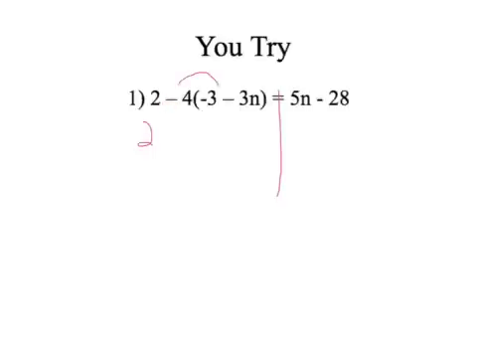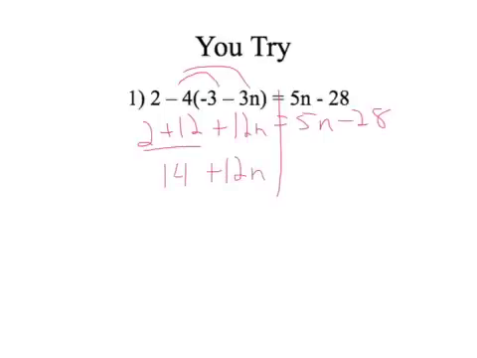So you need to do negative 4 times negative 3, which would be positive 12. And then negative 4 times negative 3n, which would be positive 12n. And the right side stays the same. Now if you look at the left side, you have like terms. 2 plus 12 is just 14. We still haven't touched the right side yet.